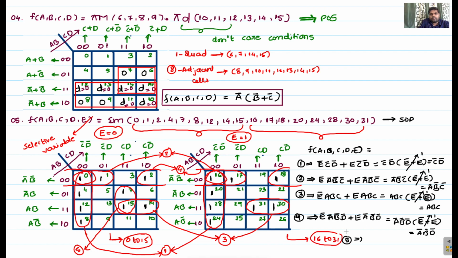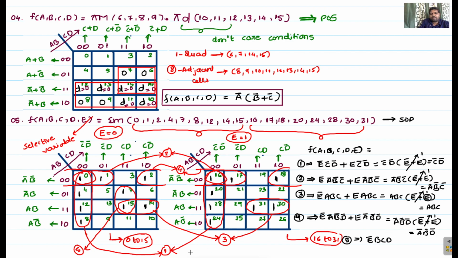Next, the fifth one. Here the fifth one is only one pair, that appears in only the first K-map. In the second K-map it is not appeared, so you can write it for the first K-map only. In that case you will get E bar into this pair accommodated with two rows, so the common element here is B. And this pair is accommodated with only one single column, so I will take CD here. So these are the resultant terms.